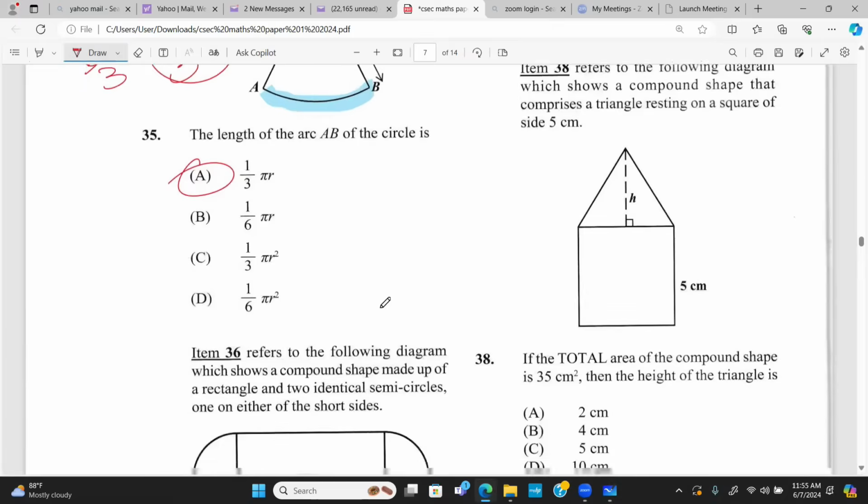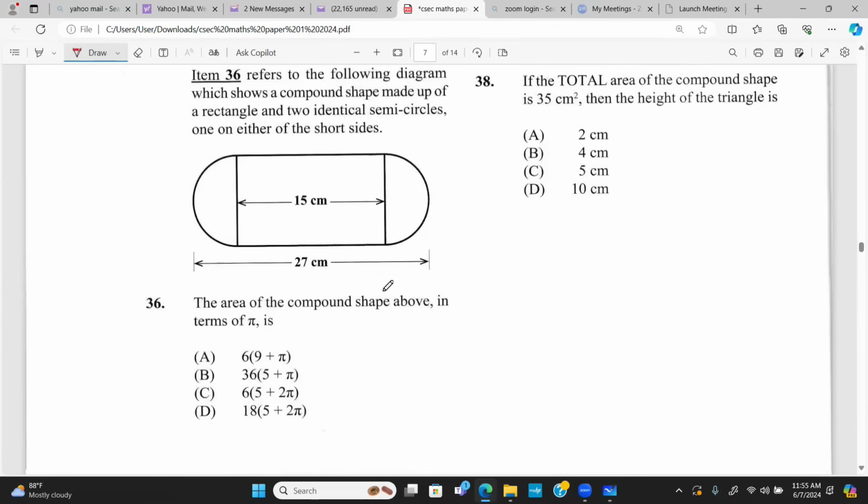So let's go to number 36. Number 36 is referring to this diagram. We have 2 semicircles and a rectangle. The area of the component is given in terms of pi. So you want the area, and we're going to give it in terms of pi.